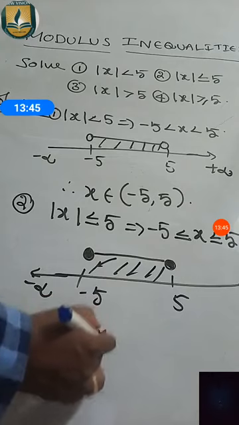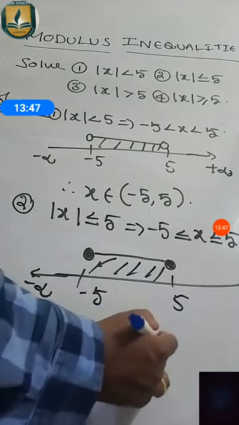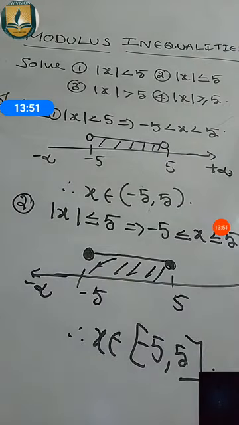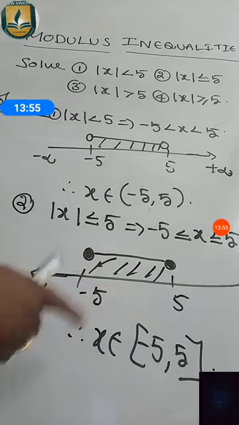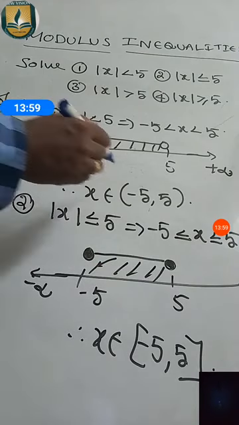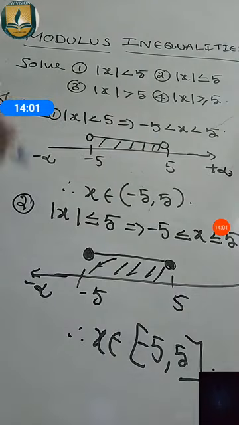Therefore here x belongs to minus 5 comma 5. This is the closed interval minus 5 comma 5. For the first problem, x belongs to the open interval minus 5 comma 5. I think you got the difference between both of them.